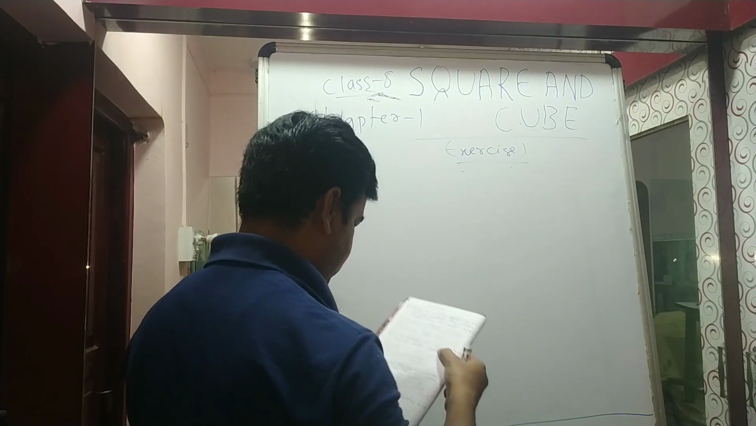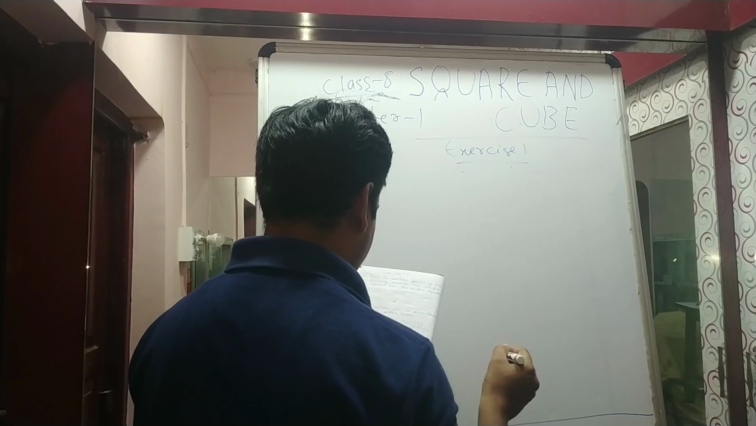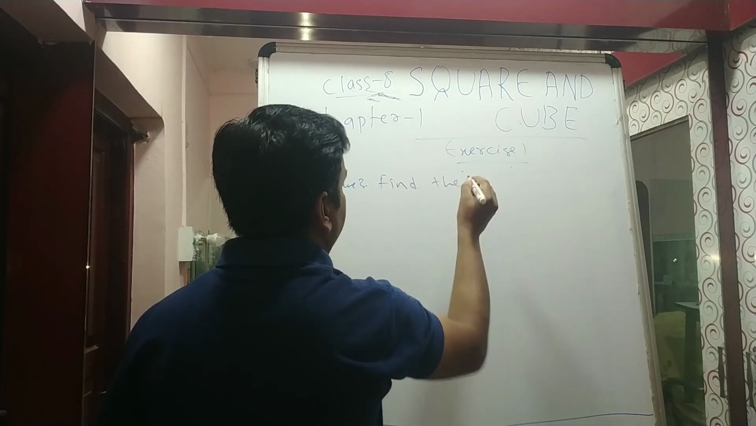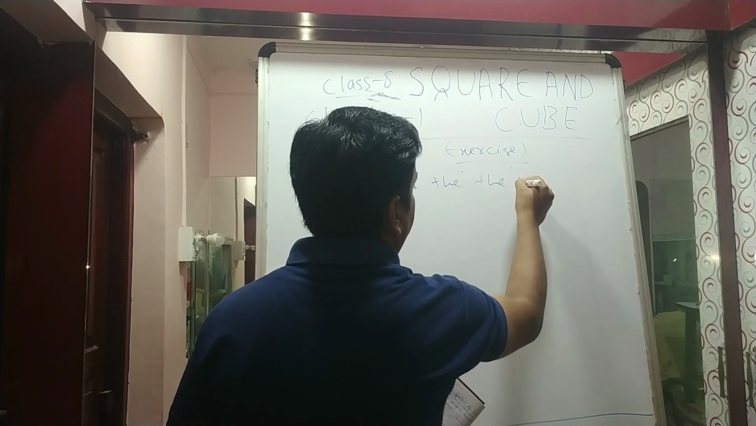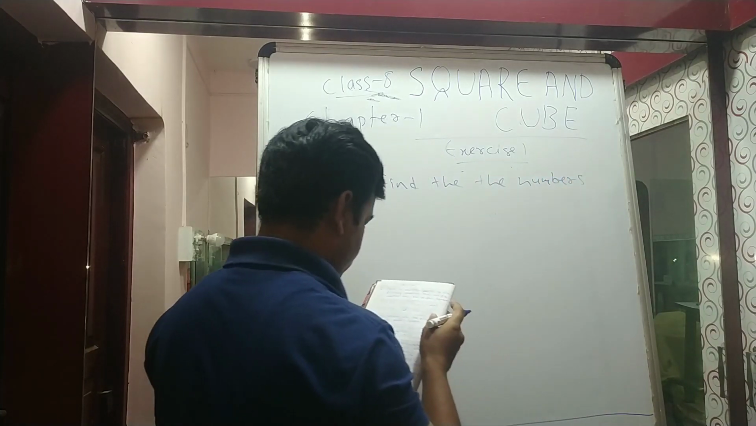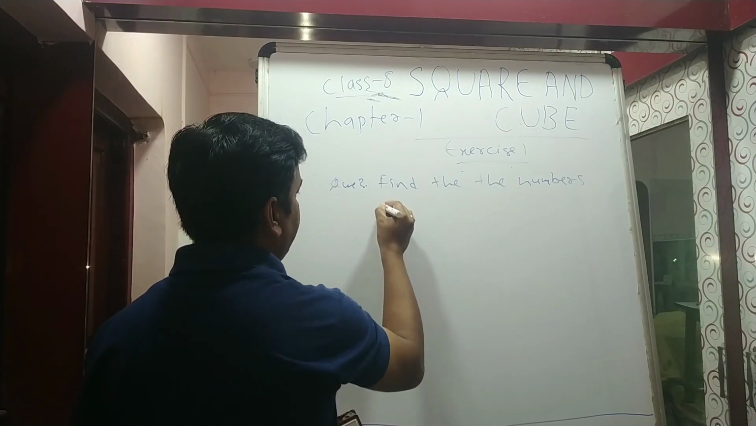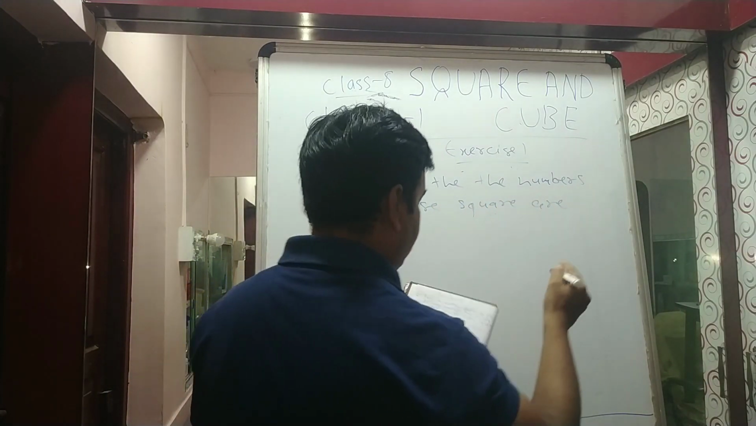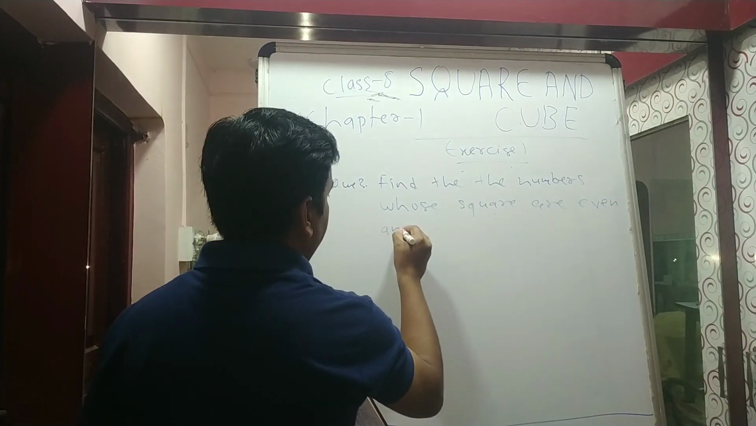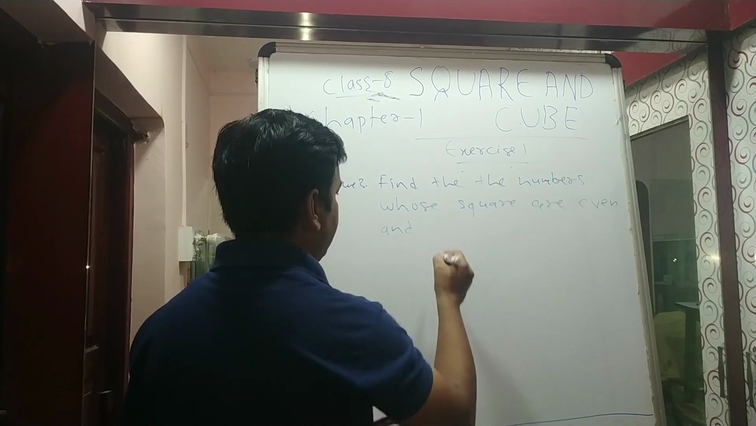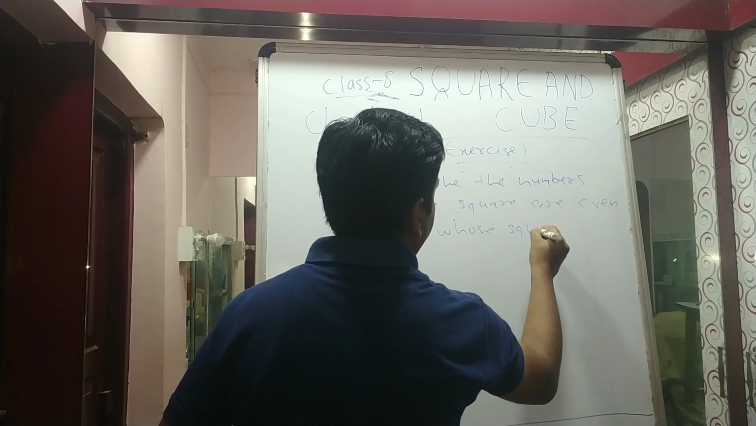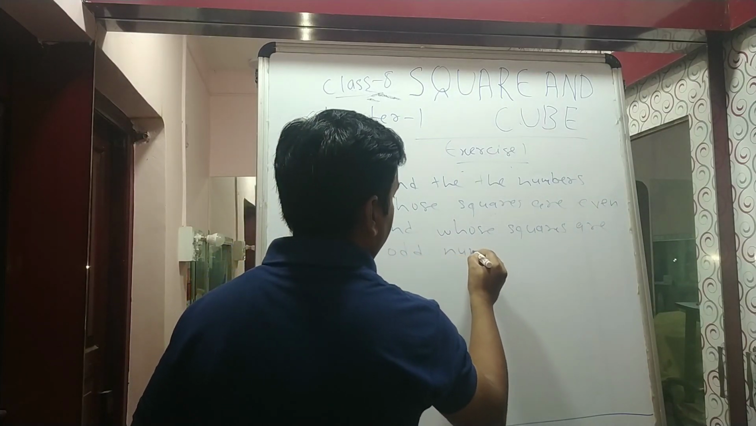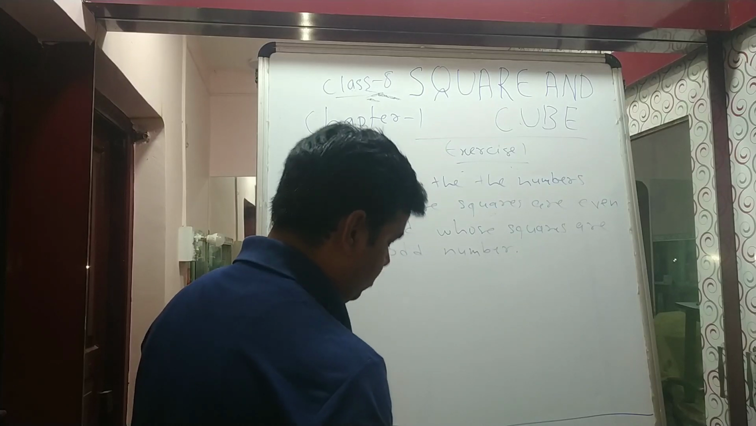Question number 3 says, find out the numbers whose squares are even and whose squares are odd numbers. Just by seeing, you need to tell me again.